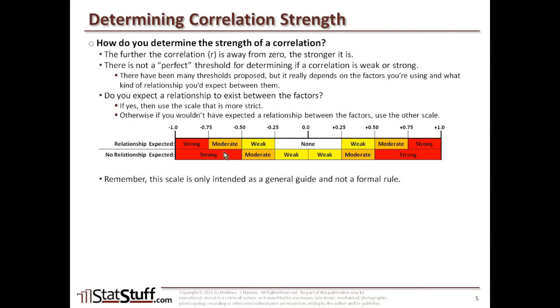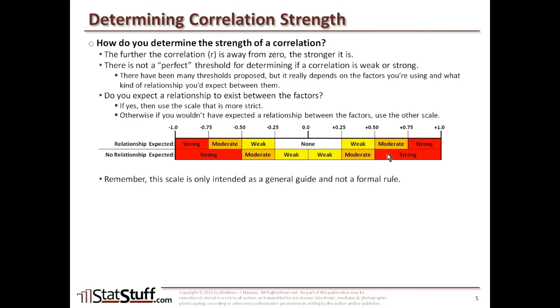Again, if you don't expect a relationship between something and you're seeing it at maybe 48 or 49%, you might as well call it strong. You're really close to it. You're on the upper end of moderate, so you can call it strong. No one's going to shoot you. It's not a big deal. The point is, though, that this might be a guide so you can figure out what to use.